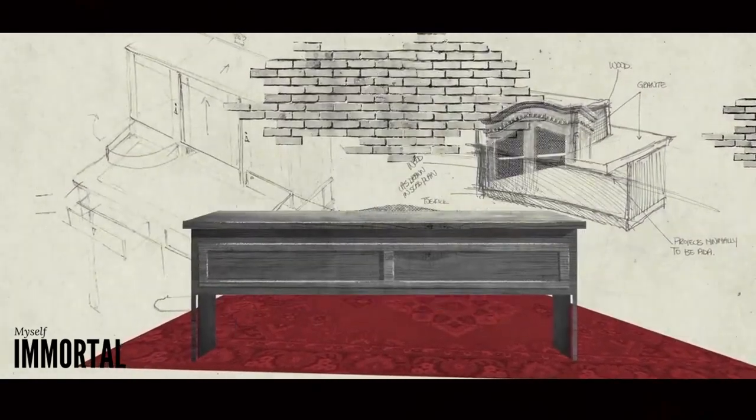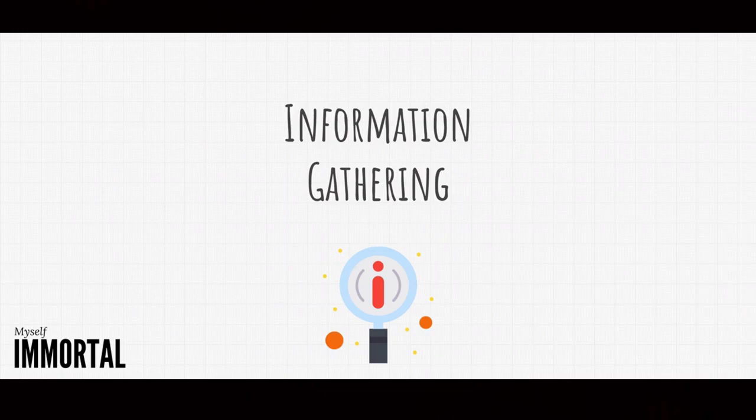Types of information gathering. There are two main approaches to this: active information gathering and passive information gathering. Let's break both down. Active information gathering.